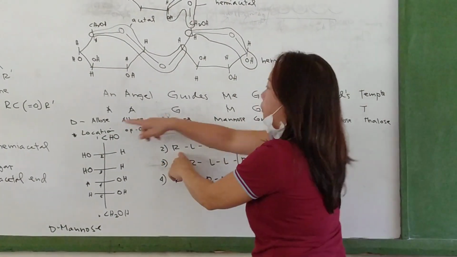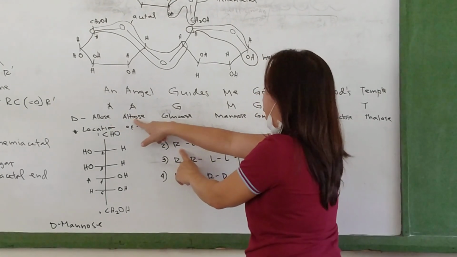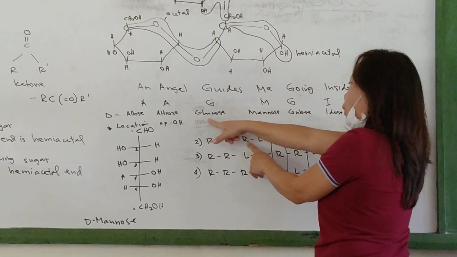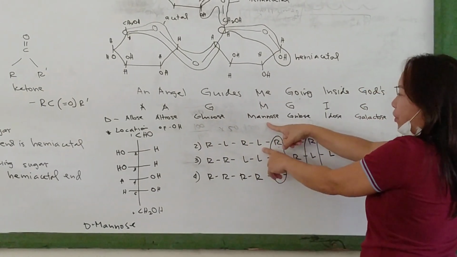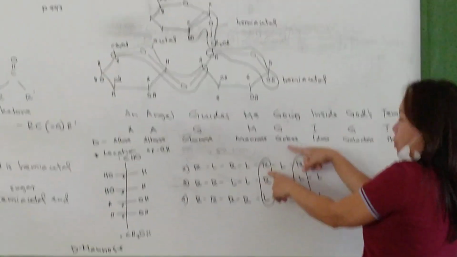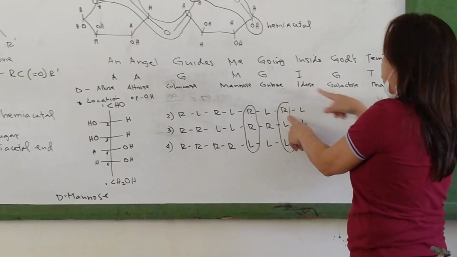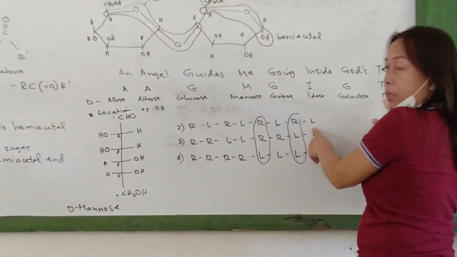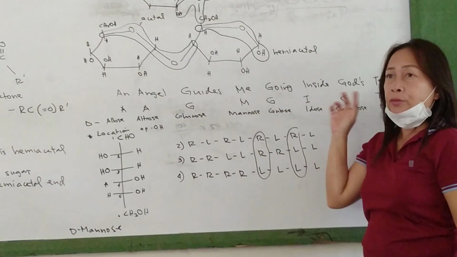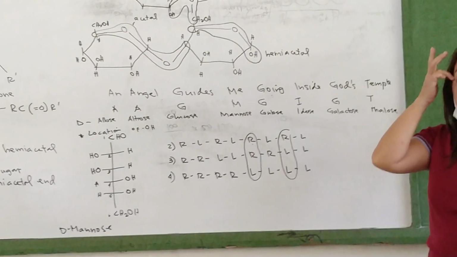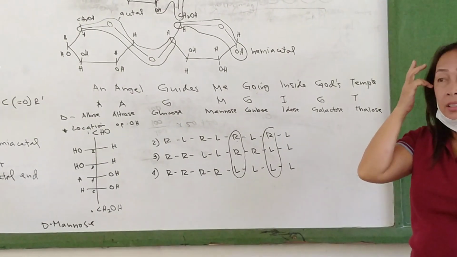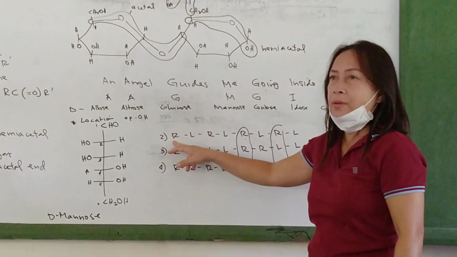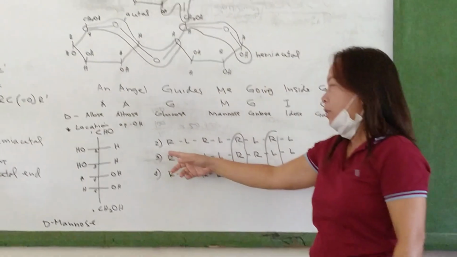Right for the allose, left for the altrose, right for the glucose, left for the mannose, right for the gulose, left for the idose, right for the galactose, left for the talose. Meaning, right, left, right, left, right, left, right, left, on the second carbon. Are you following? Okay. So, it's easy to remember.